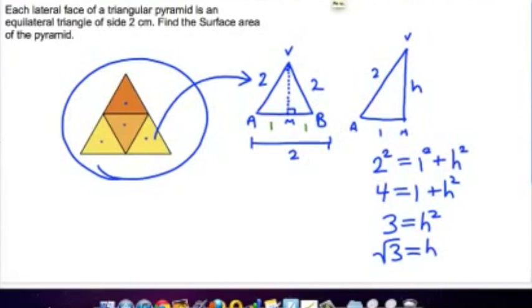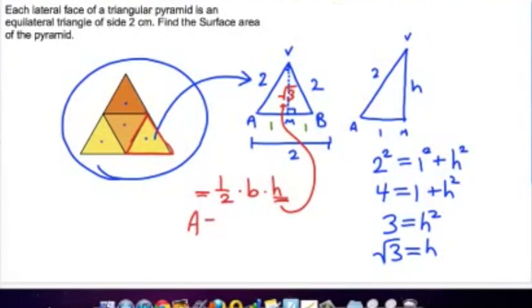All right, why did I need that information? Because in order to find the area of a triangle, I need to take 1/2 times the base times the height. I did not have the height before. Now I do. And that'll give me the area of one of the triangles.